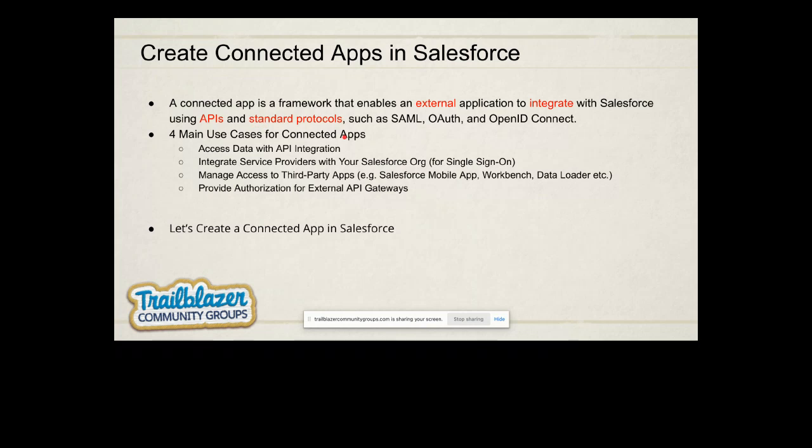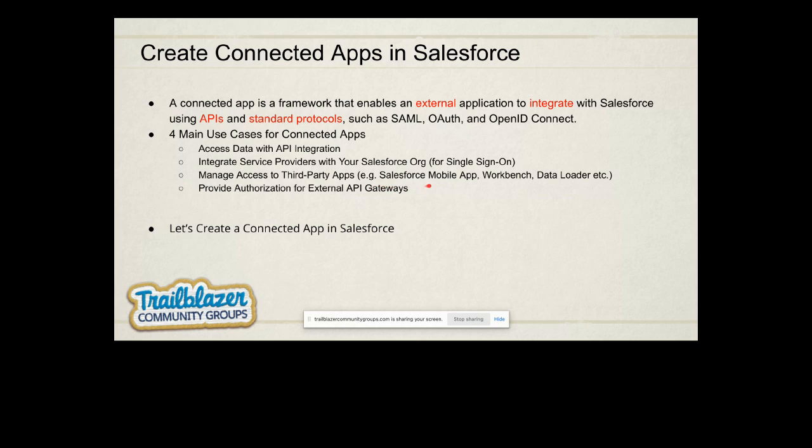There are four main use cases for connected apps. You can access data with API integration. This is what we are going to be doing in this session. You can also integrate service providers with your Salesforce org to provide single sign-on functionality. Now, this is applicable if you are using Salesforce as an identity provider. Then you can use a connected app to manage access to a third-party app.